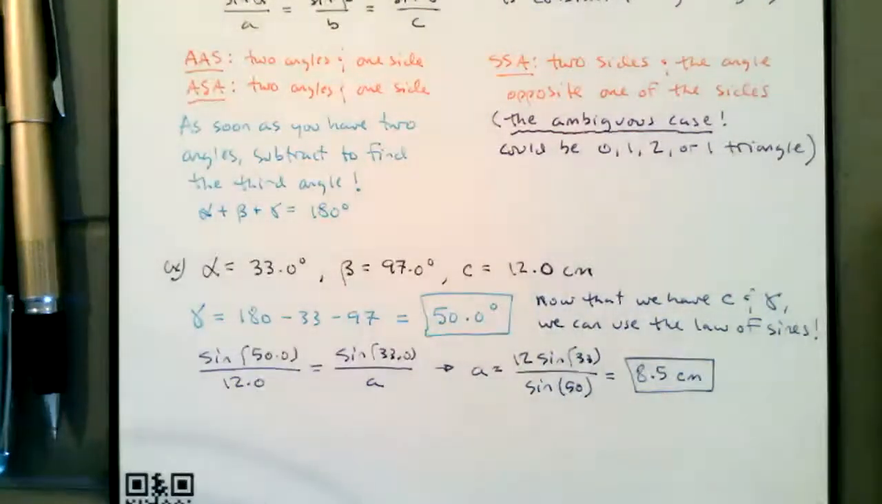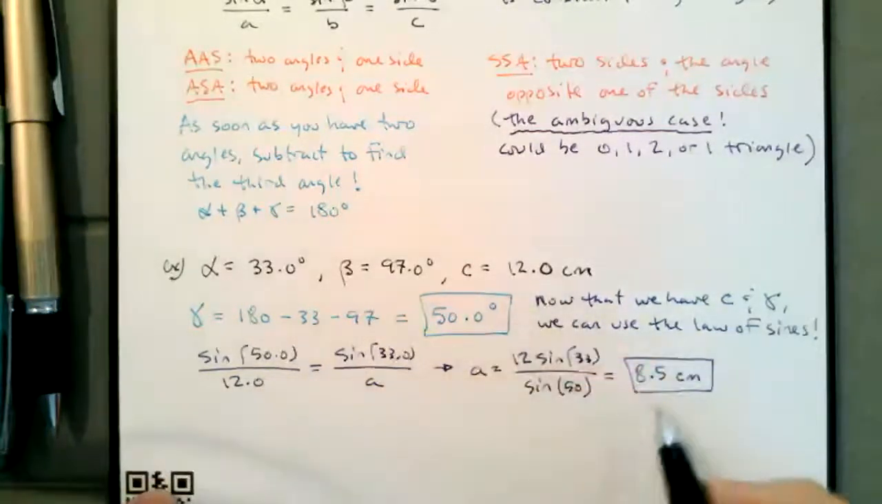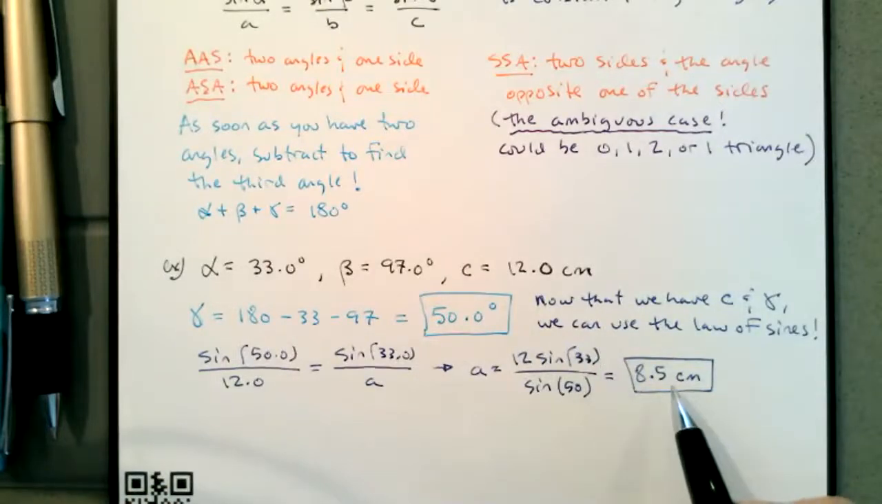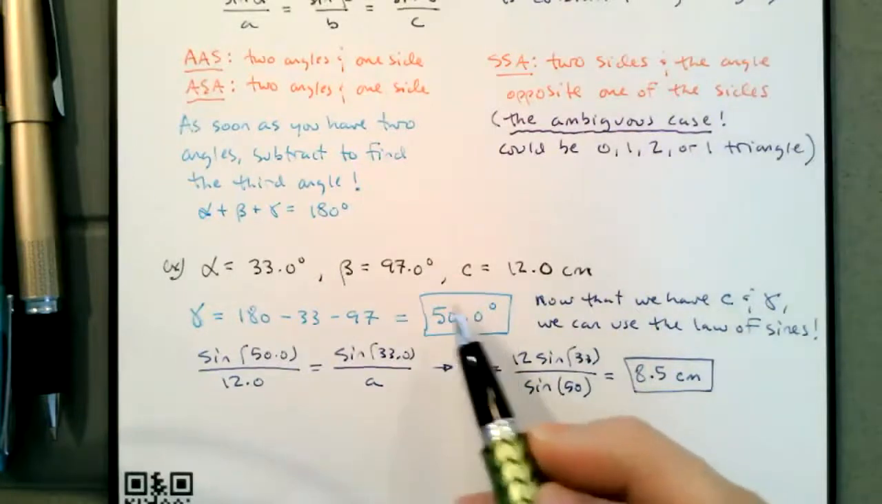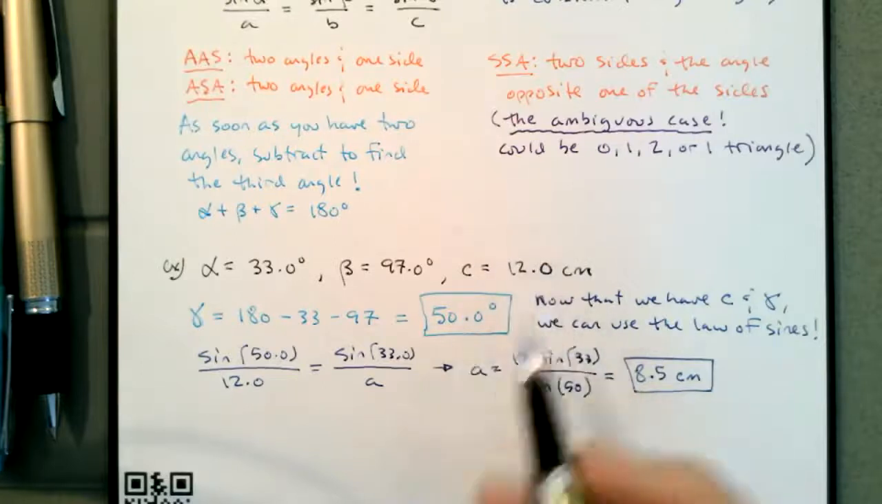I can do the same thing to solve for B. So let's make another fraction. I'm going to use C and gamma. This A, I could say sine of 33 over 8.5, but this 8.5 has been rounded off. And this 50 we just got from subtraction, the 12 was given. So I'm going to continue to use C and gamma.